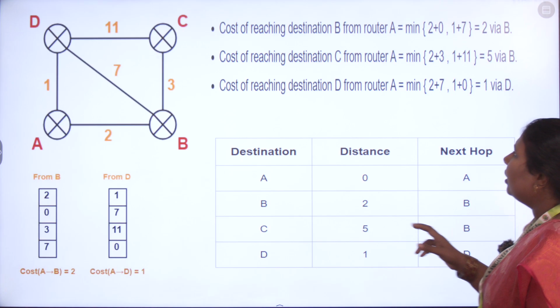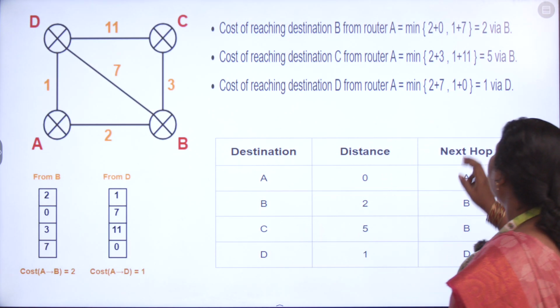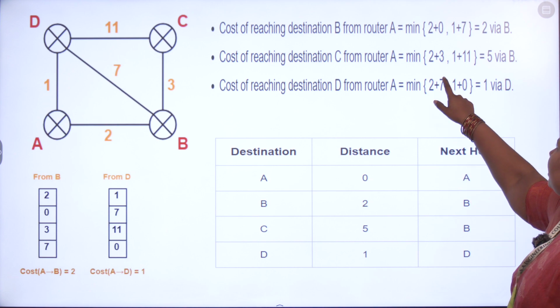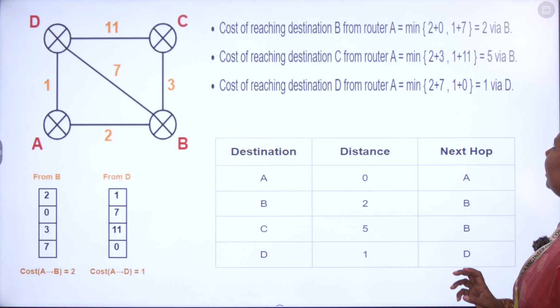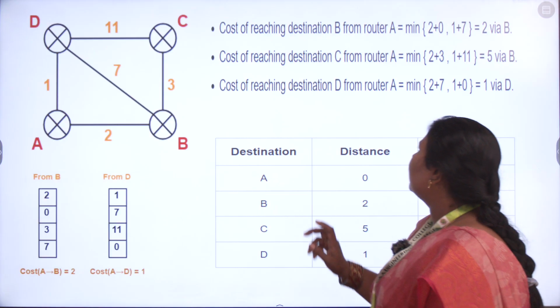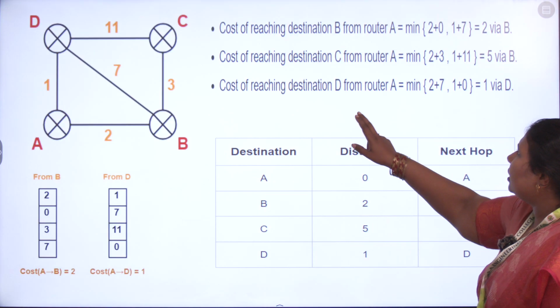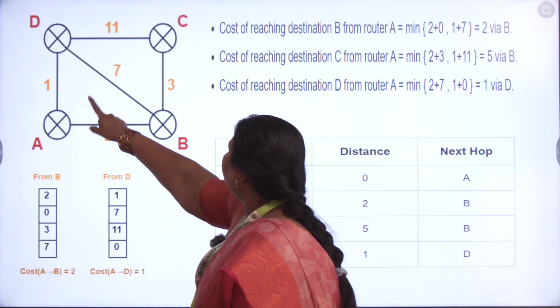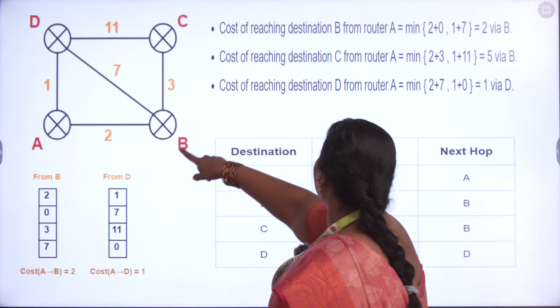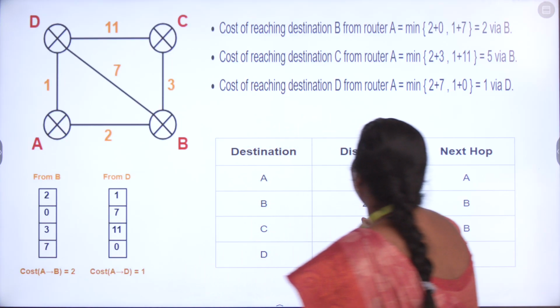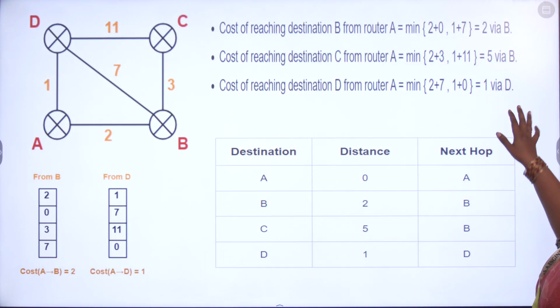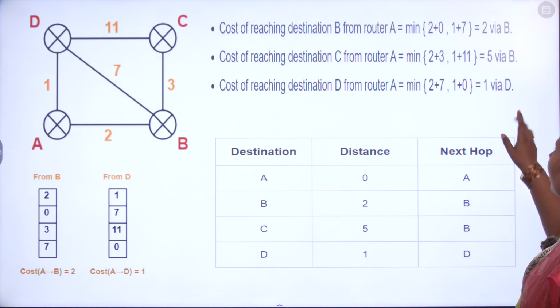Which way are you moving? Via B. Similarly here, 2 plus 3 and 1 plus 11; the shortest path is 2 plus 3, which is 5, so you pick it and move along that shortest path. Similarly, for reaching D from router A, you have 7 plus 2 and 1 plus 0. So 2 plus 7 is 9, and 1 plus 0 is 1, so you are reaching it via D.